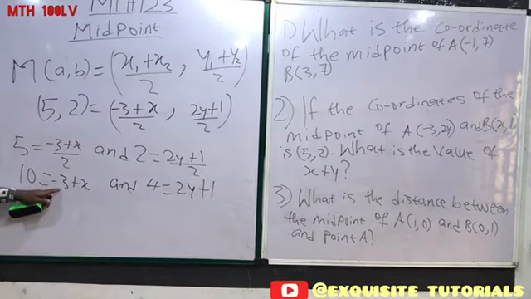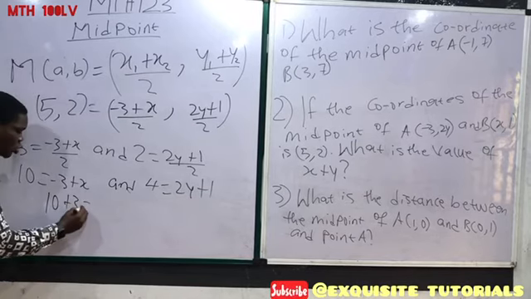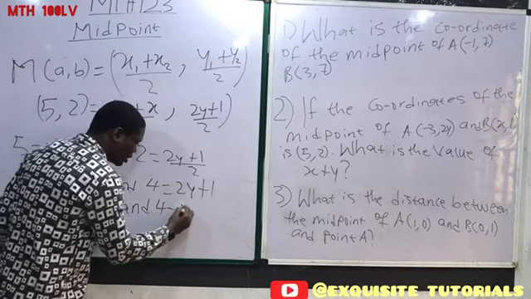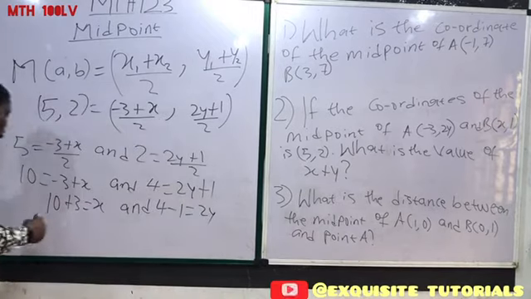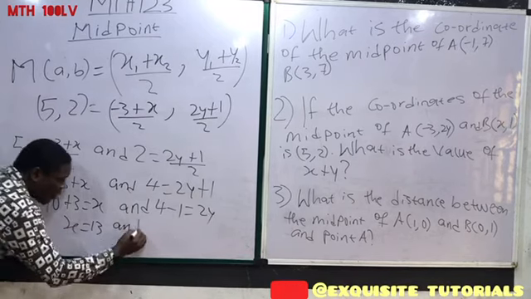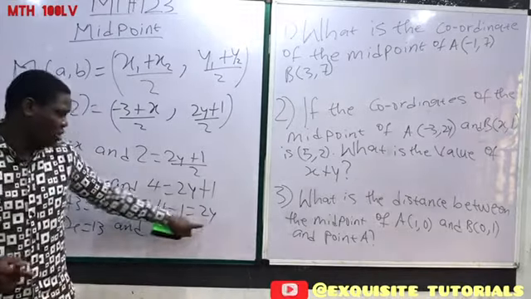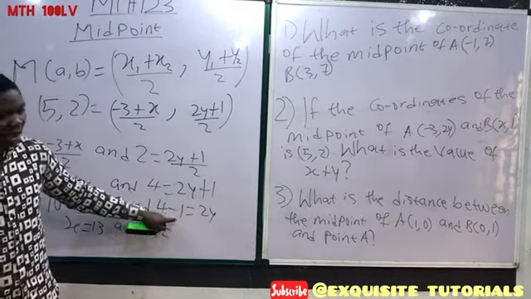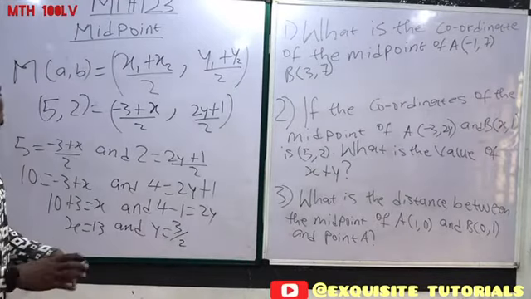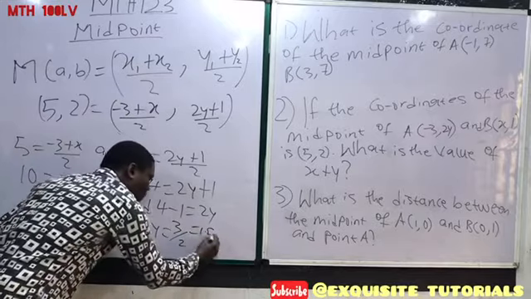If I take this minus 3 to this side, it becomes positive. So I will have 10 plus 3 is equal to x, and 4 minus 1 is equal to 2y. Which means our x is 13, and our y is 3 divided by 2. Since our 2y is 3, our y will be 3 over 2. But that is not what the question asked for. This is equivalent to 1.5.